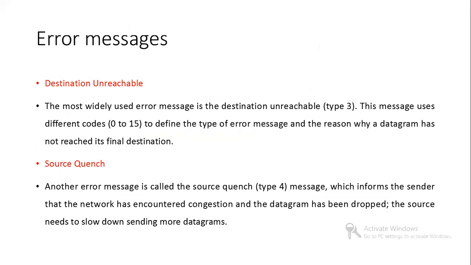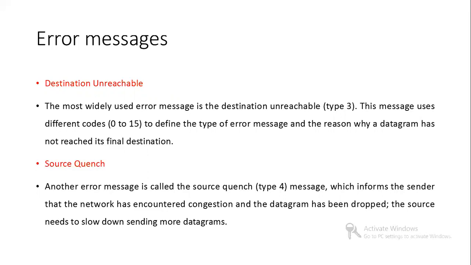Next are the types of error messages. The first one is destination unreachable. The most widely used error message is the destination unreachable, that is type 3. This message uses different codes, 0 to 15, to define the type of error message and the reason why a datagram has not reached its final destination.